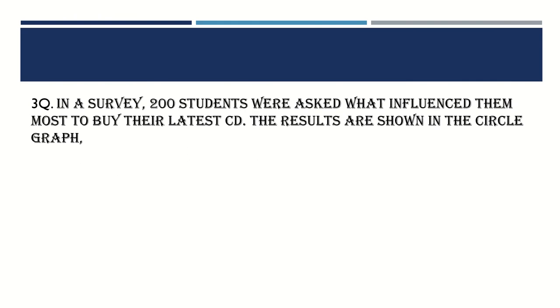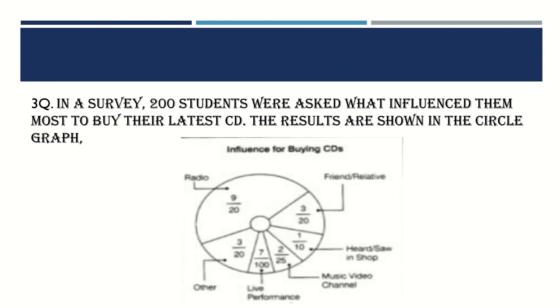Next question is, in a survey, 200 students were asked what influenced them most to buy their latest CD. The results are shown in the circle graph. Now, the survey is done on how many students? Yes, 200 students. So how many total students do I have? 200 students. As you can see here, influence for buying CD. You can see the graph.